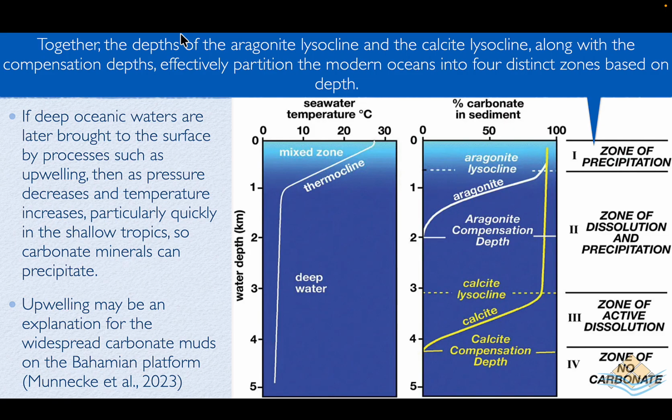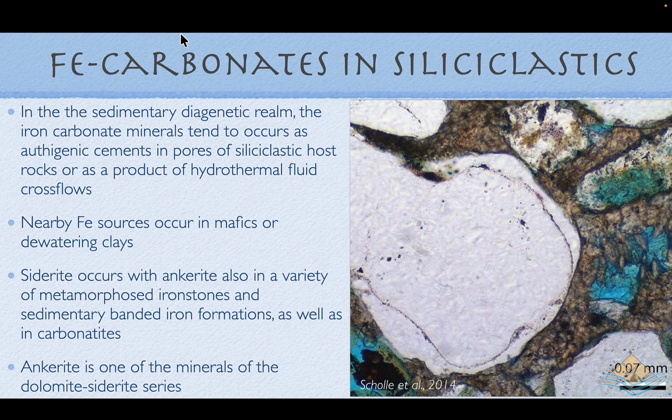If we think about the various iron carbonates, these are typically found not so much in the marine carbonates, but as cements in siliciclastic sediments, where they tend to form as orthogenic cements in the pores of various siliciclastic host rocks. We'll also see them where we have hydrothermal fluid crossflows moving into the environment of interest.